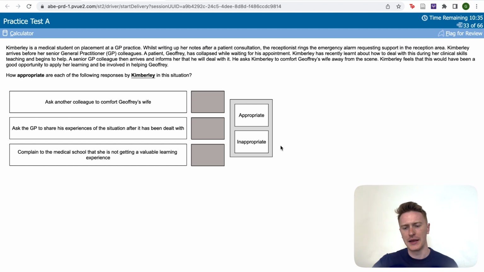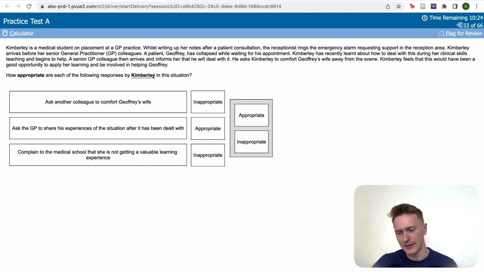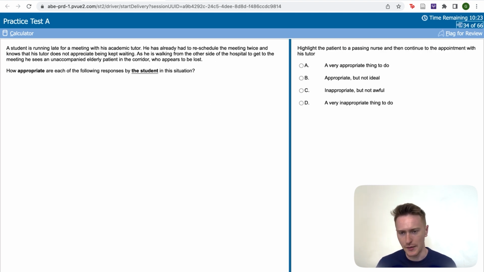Okay, this is Kimberly being a bit harsh. This is an emergency situation. It's inappropriate to just palm it off to someone else. It would be appropriate to learn from him. It would be inappropriate to complain. It's an emergency, you can't complain about someone collapsing. Highlight the patient to passing notes.